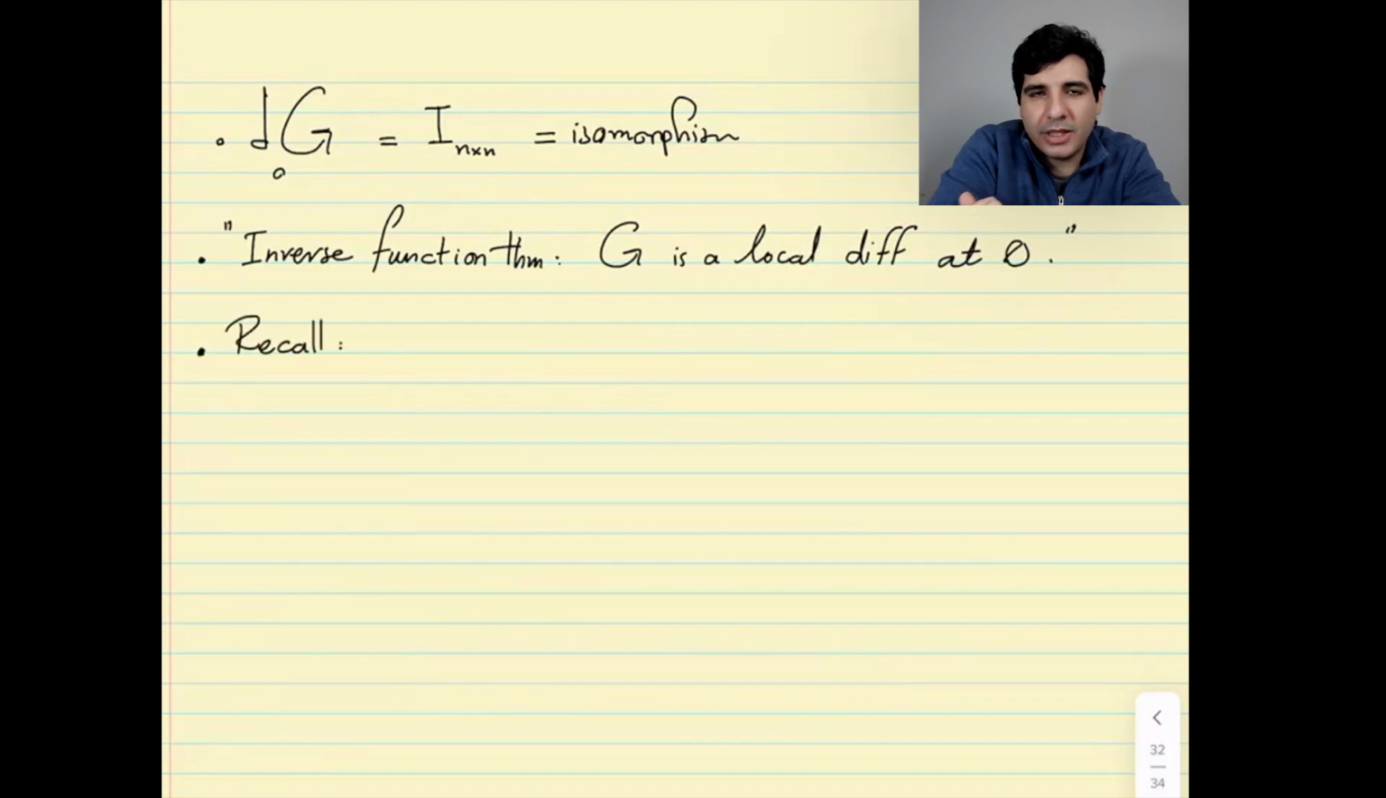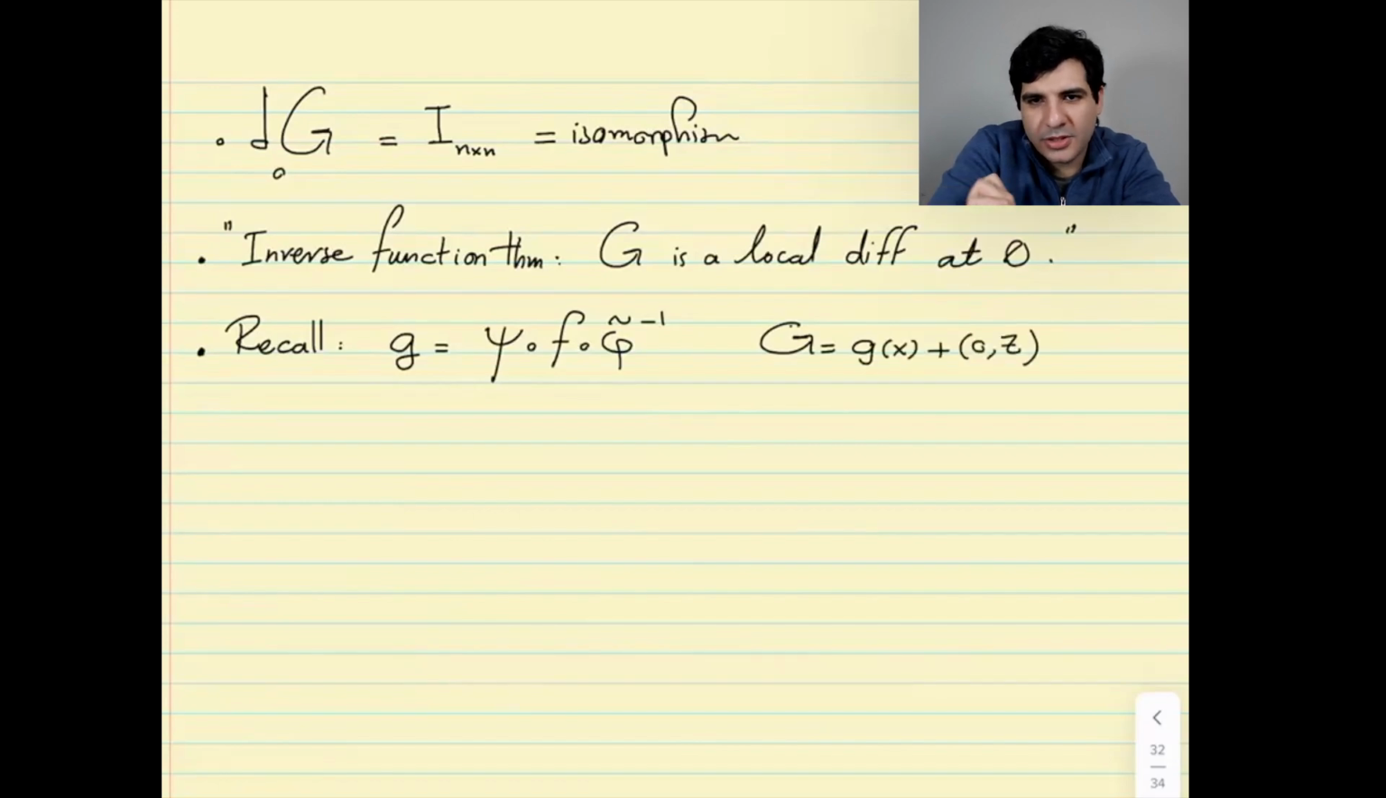First, let's remember we defined the function G to be this composition: psi tilde OF or phi tilde inverse. That was the first thing. We defined this other function G to be the sum of small g plus 0 and z. Now, let's compute this other quantity.